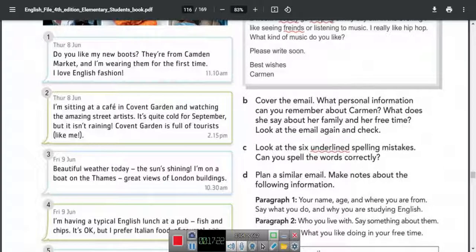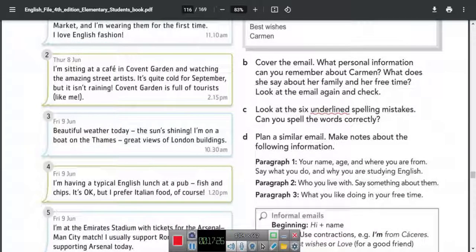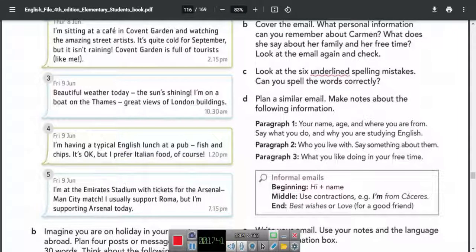Plan a similar email. Make notes about the following information. Вам нужно написать подобное письмо другу. Какую информацию указать? В первом параграфе. Your name, age, and where you are from. Say what you do and why you study English. Чем занимаетесь, почему учите английский, кто вы, сколько вам лет, откуда вы. Во втором параграфе. You live with, say something about them. С кем вы живете, расскажите что-нибудь о них.